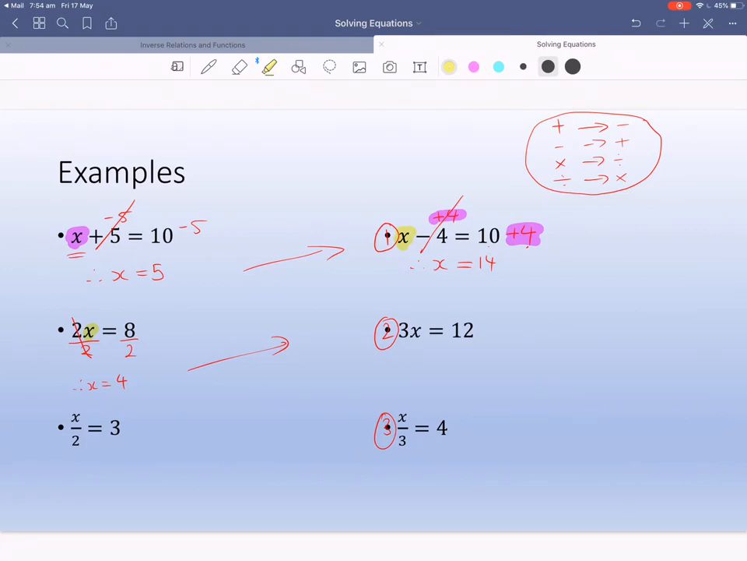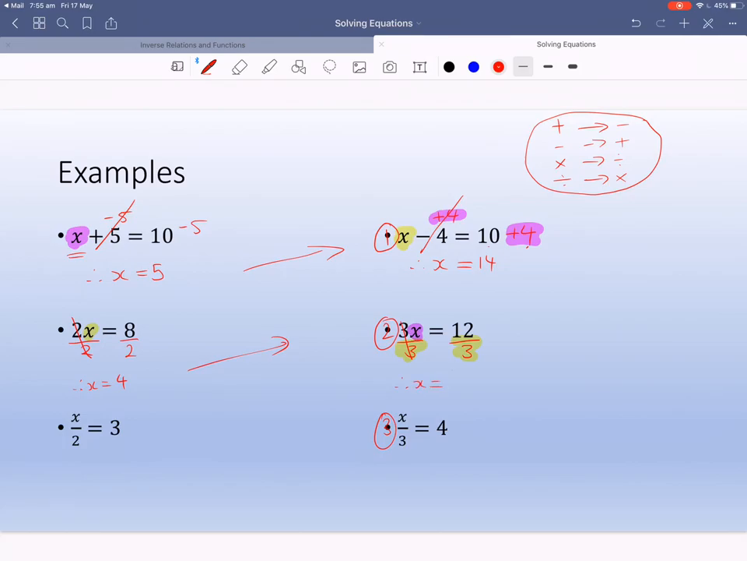I'm assuming you've already paused it, so I'm going to solve that question. In between the 3 and the x is a times, so that means it's times 3. What's the opposite of times 3? Divide by 3. That means I have to divide by 3, and I have to do exactly the same, always from one side to the other. I am left with just an x, so x equals 12 divided by 3, which is 4.